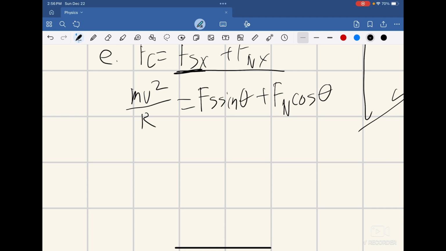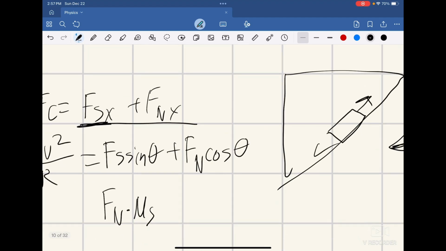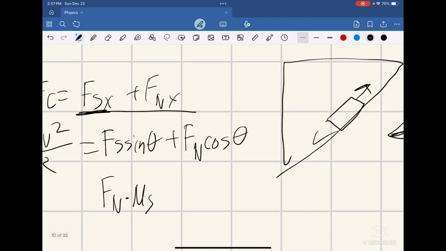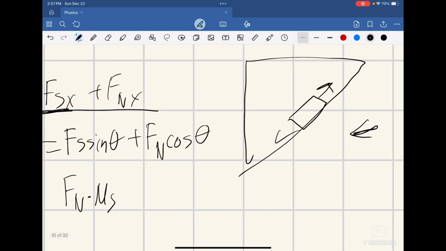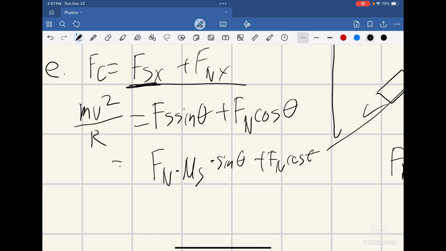And additionally, Fs is just Fn times mu s, right? Because that's the definition: the force of friction is given by the normal force times mu s. So we can just do that and multiply that by sine theta, plus Fn cosine theta is equal to mv squared over r. But now we're stuck because we don't know what Fn is, so we have to find Fn, right?